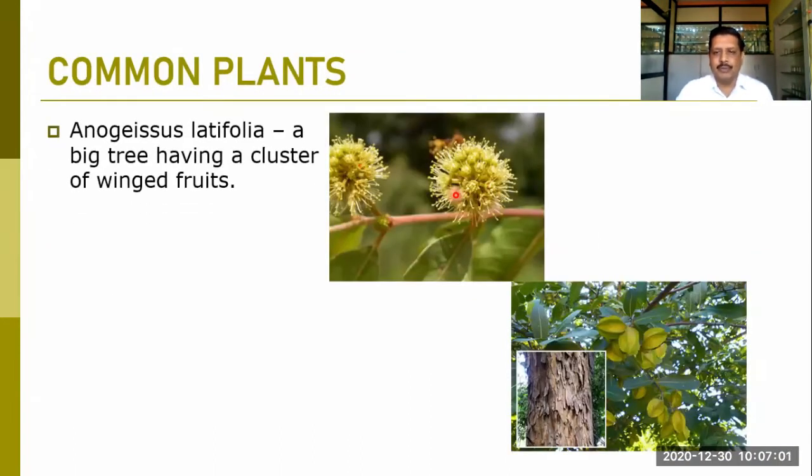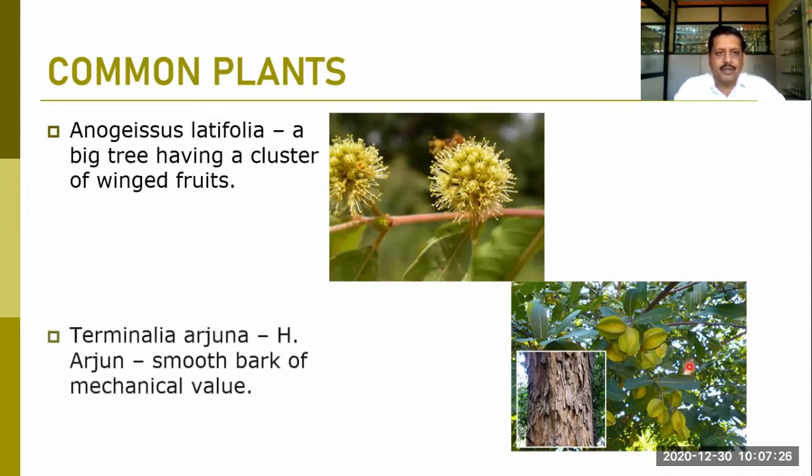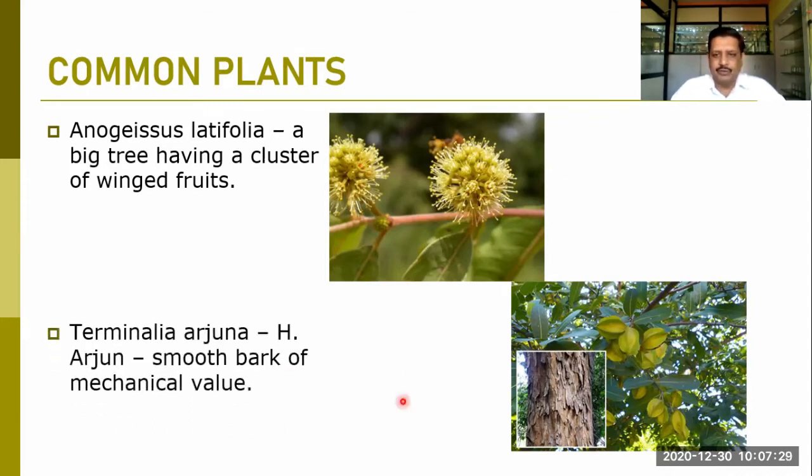These are some of the common plants which are observed in our region. That is Anogeissus latifolia. It is a big tree. These are the flowers you might have observed, and the tree has a cluster of winged fruits, just like wings are present on the fruits. Here you can observe the fruits of Terminalia arjuna. Normally we know it as arjun, and its fruits and bark are used for medicinal purposes. Normally it is observed around the banks of rivers.